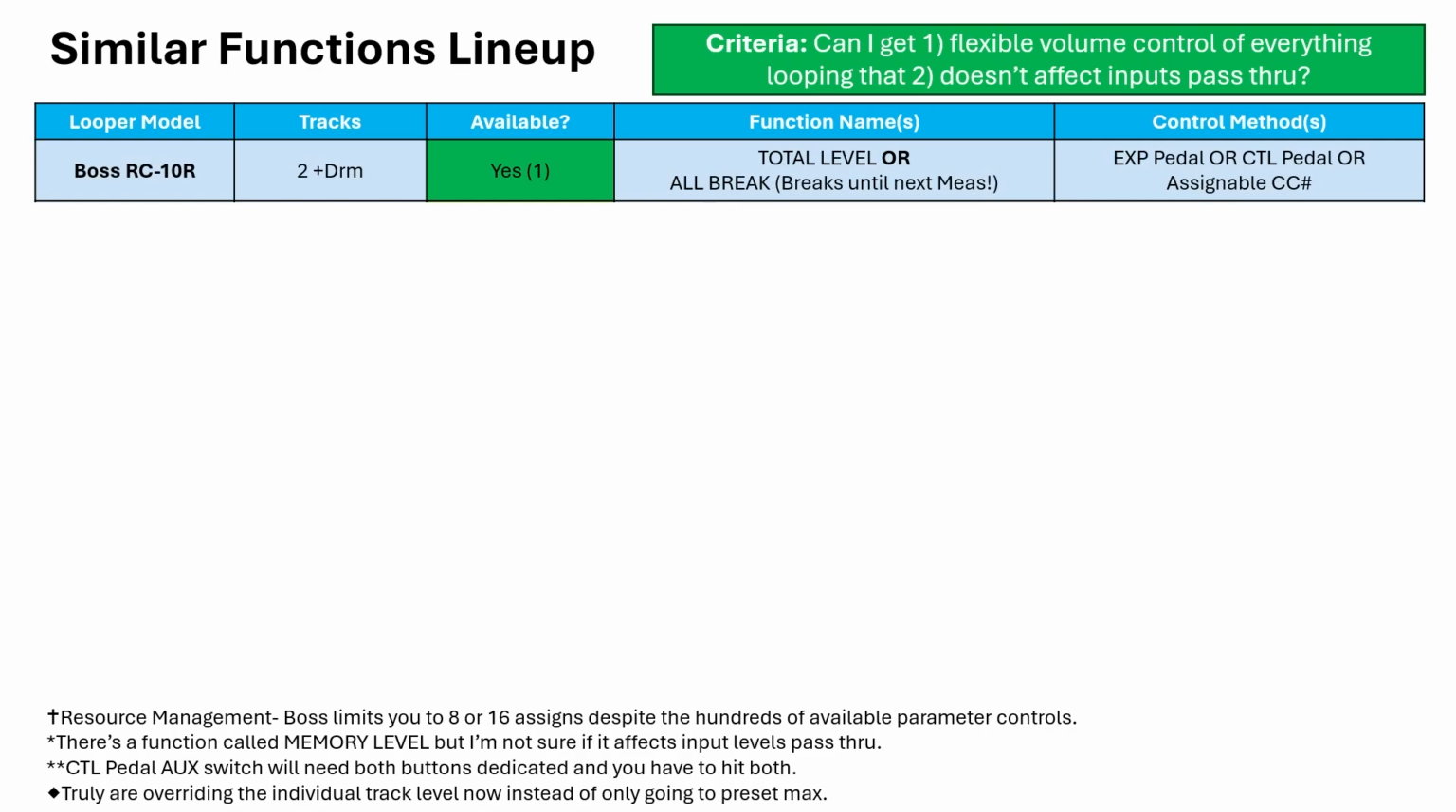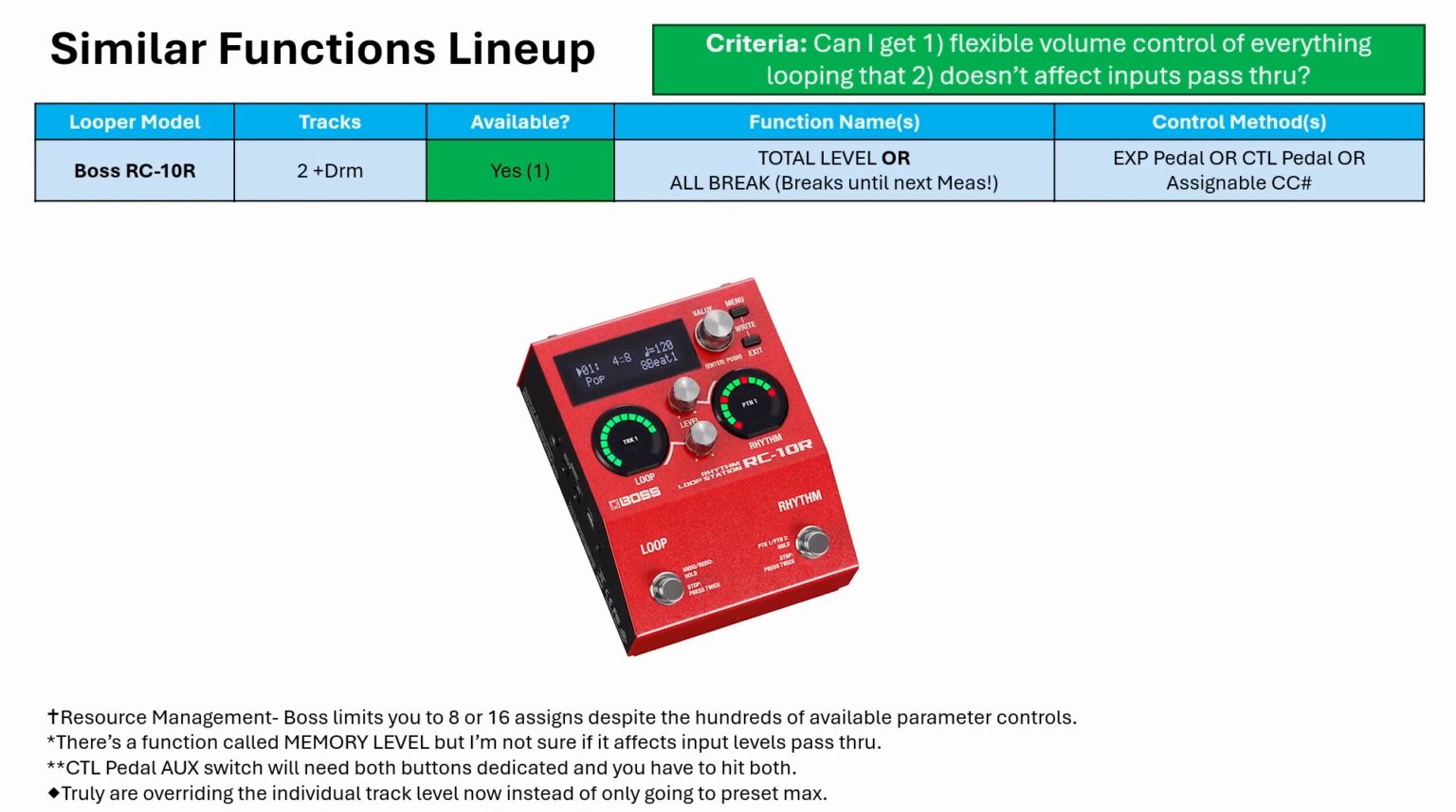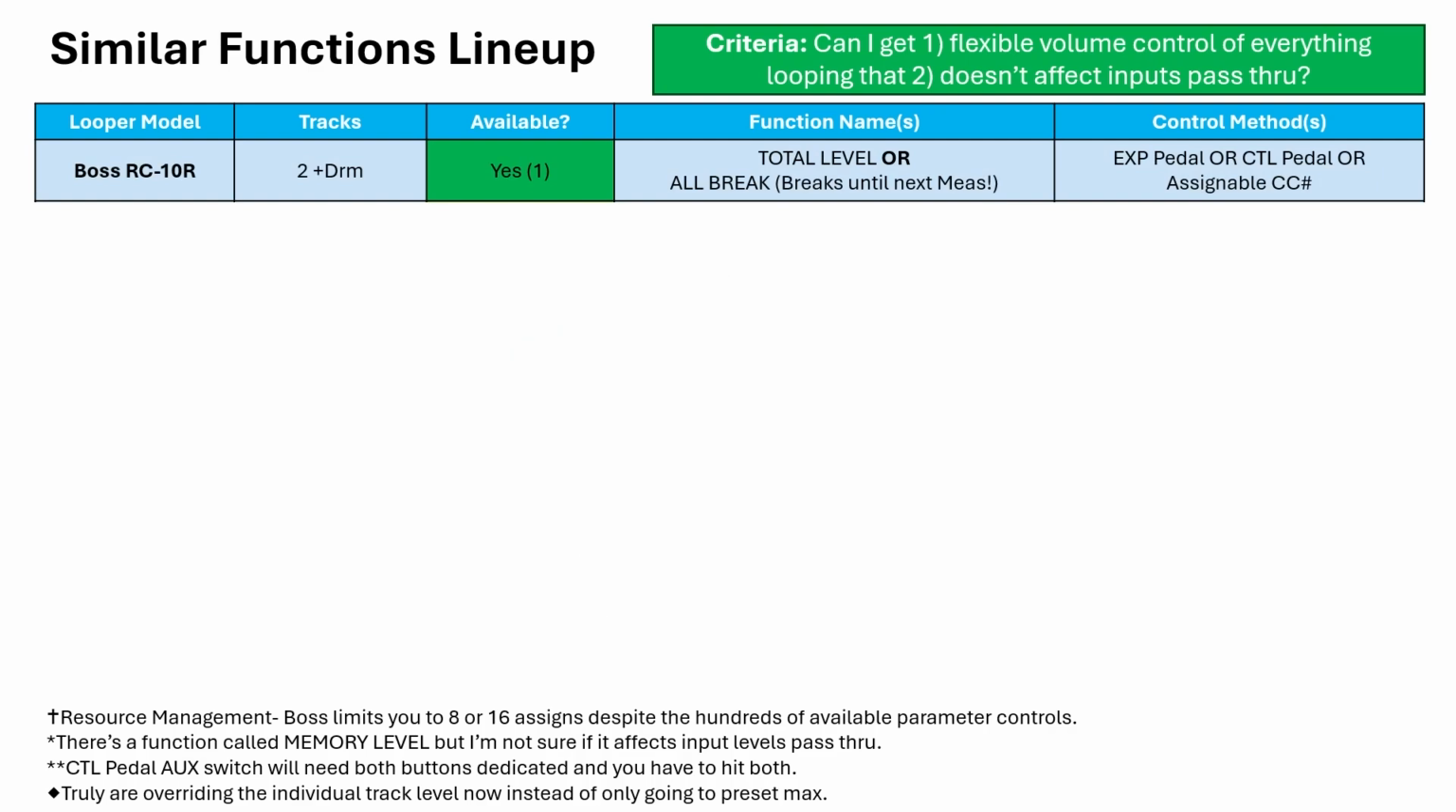First and foremost, the best one I think is actually the RC10R. It has 2 tracks and a drum track, and yes, it's available with just a single function. So it's got two different ways you can do it. There's a function called total level, which brings up and down the volume of the 2 tracks and the rhythm track together.